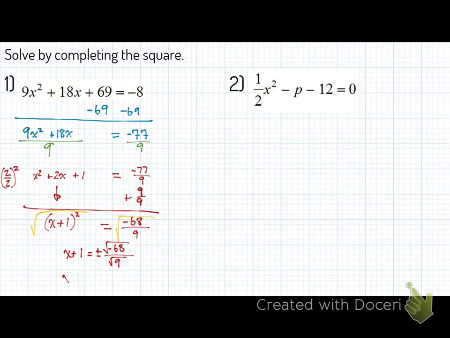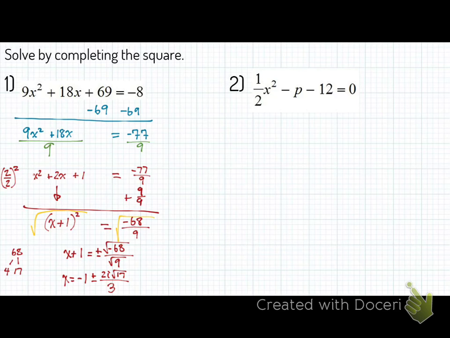Okay, I'm going to subtract 1. X is equal to negative 1 plus or minus. And then I could simplify negative 68. What does 68 become? Well, 68 is like saying 4 times 17. Okay. So what's the square root of 4, everyone? 2. So I could take out an i and a 2 and leave 17 on the inside. On the denominator here, square root of 9 stays as 3. Okay.